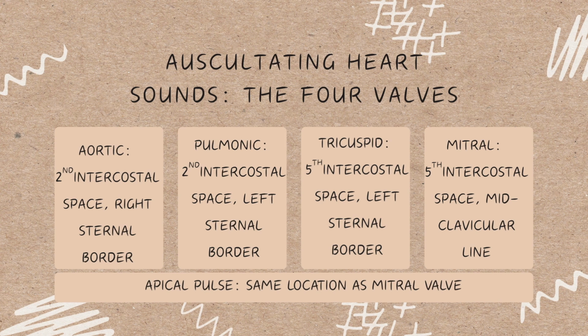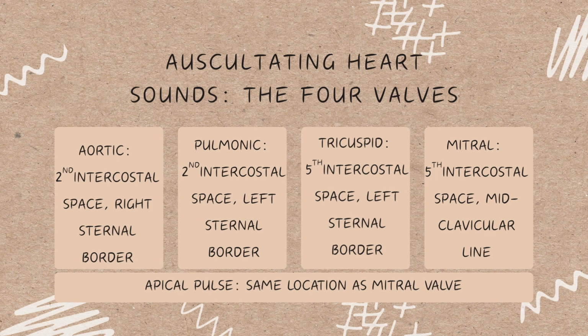Auscultating heart sounds: the 4 valves. So this is the name of the valves and also the location. So the first one is the aortic valve. It's in the second intercostal space right of the sternal border. Next is the pulmonic valve in the second intercostal space left of the sternal border.